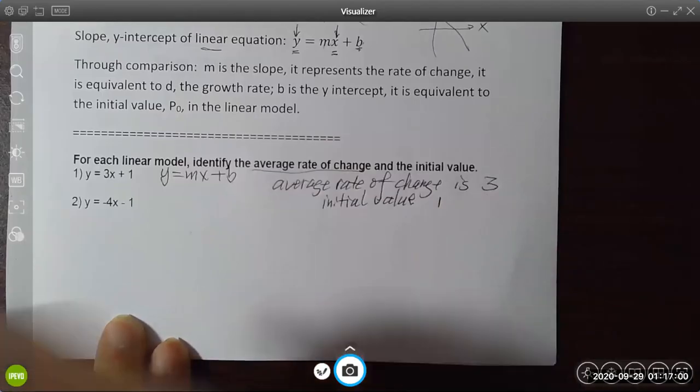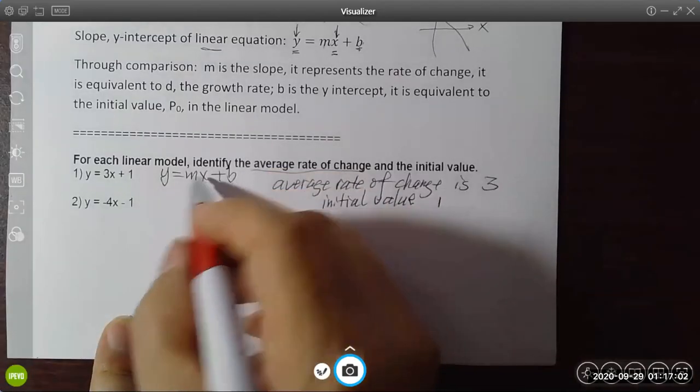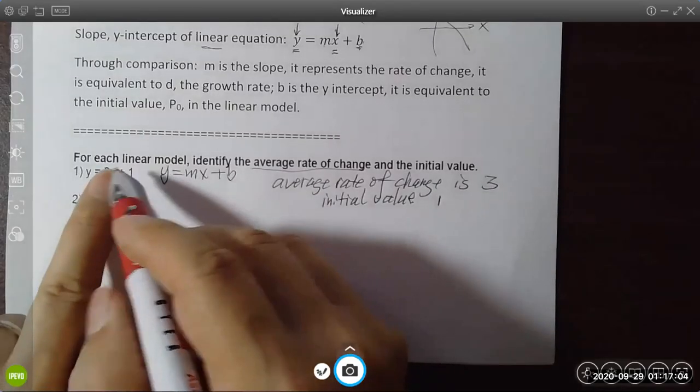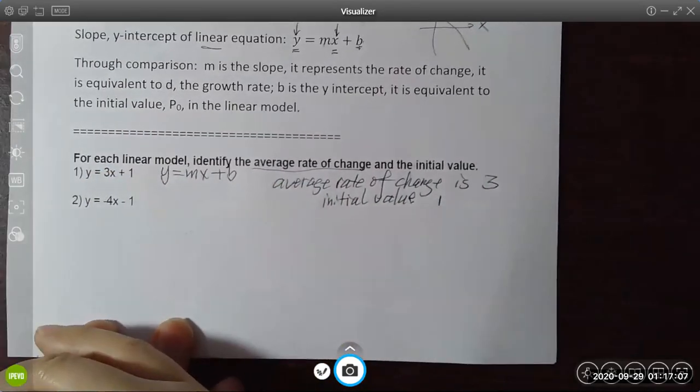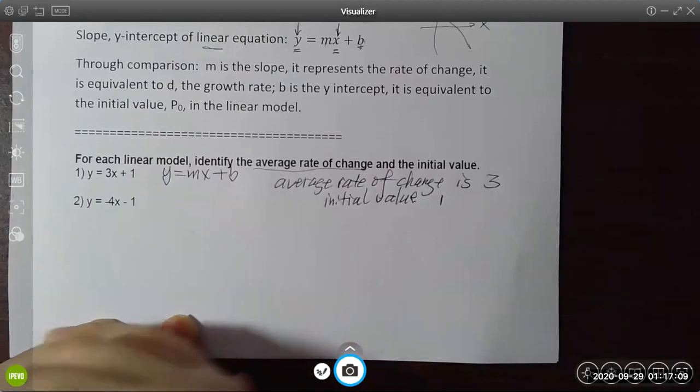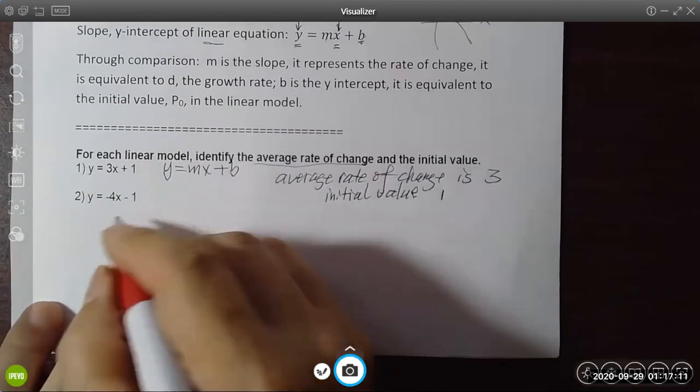That makes sense. What does that mean, initial value? When x equals 0, if x is 0, this is gone. Y equals 1. That's your initial value. Okay, second one, very similar.